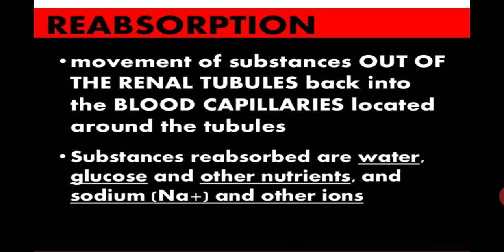So what is the definition of reabsorption? It is the movement of substances out of the renal tubule back into the blood capillaries located around the tubules. You have seen the structure of the nephron already, that the blood capillaries surround the nephron structure in the kidney. Substances reabsorbed are water, glucose and other nutrients, and sodium and other ions. These are the things which are needed by the body and do not become part of the urine.